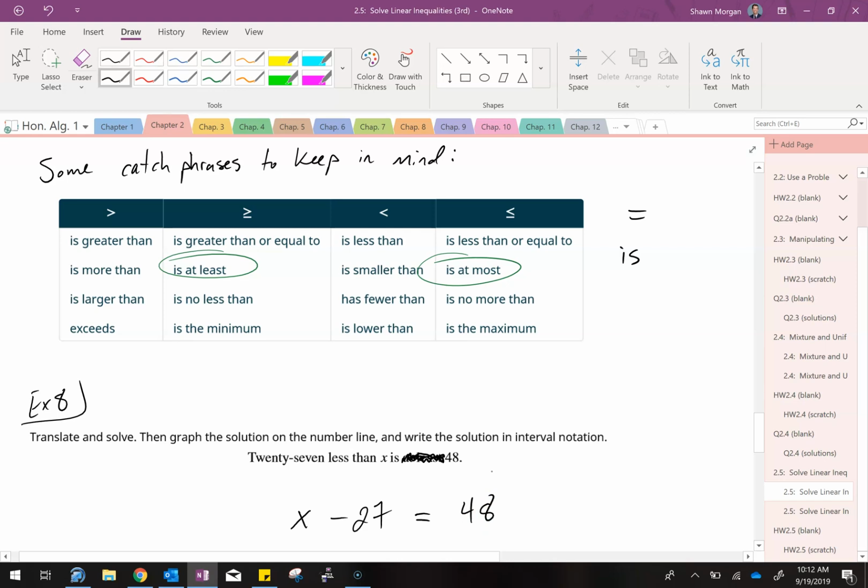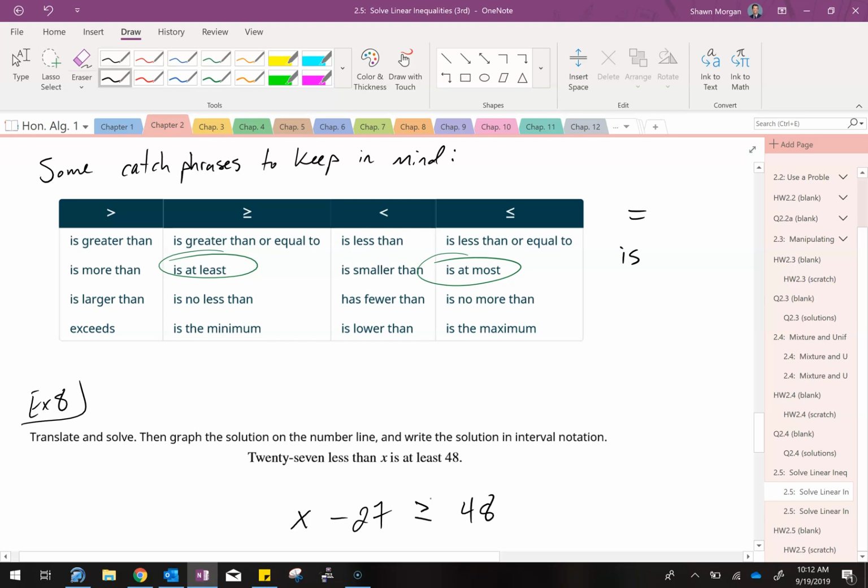Now, instead of blanking out that expression at least, I'm going to read it and consider, okay, the expression on the left, x minus 27, is at least 48. So could it be 49? Could it be 50? Could it be 60? Of course, as long as it is at least 48. So we would say what? Greater than or equal to. It has to be at least.